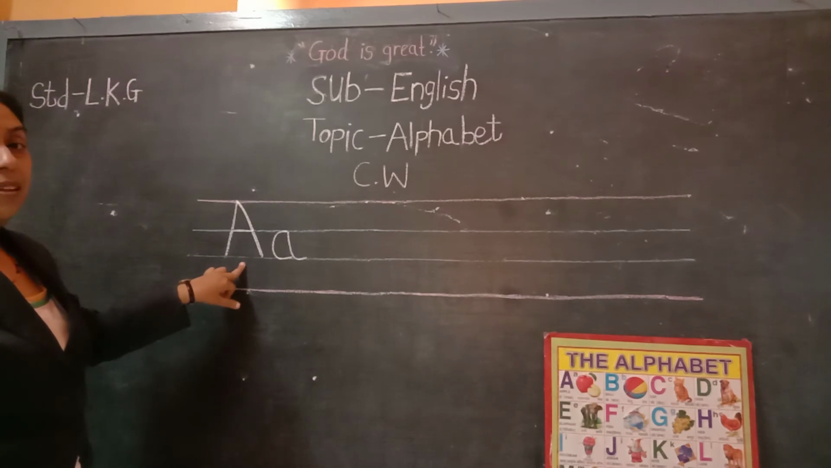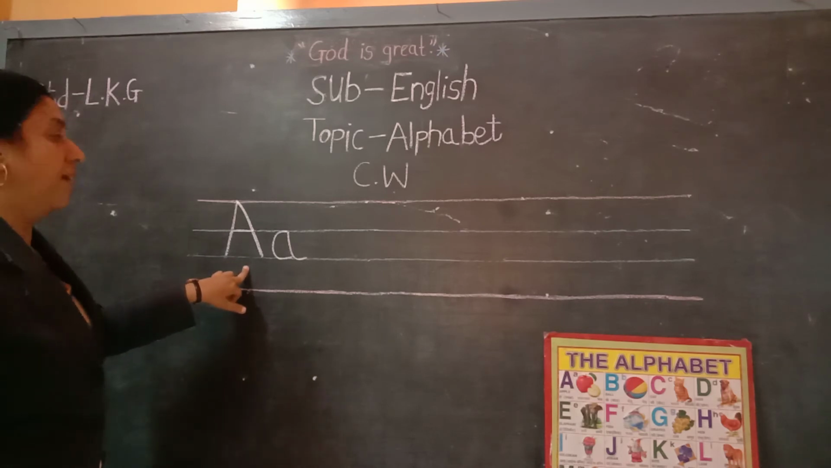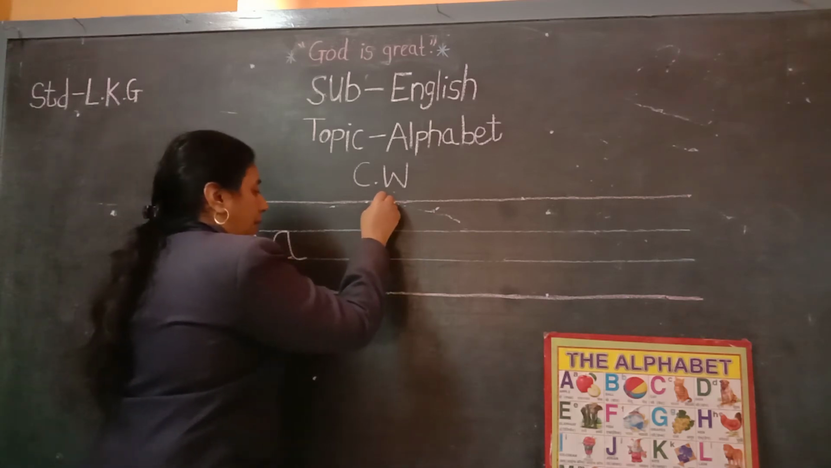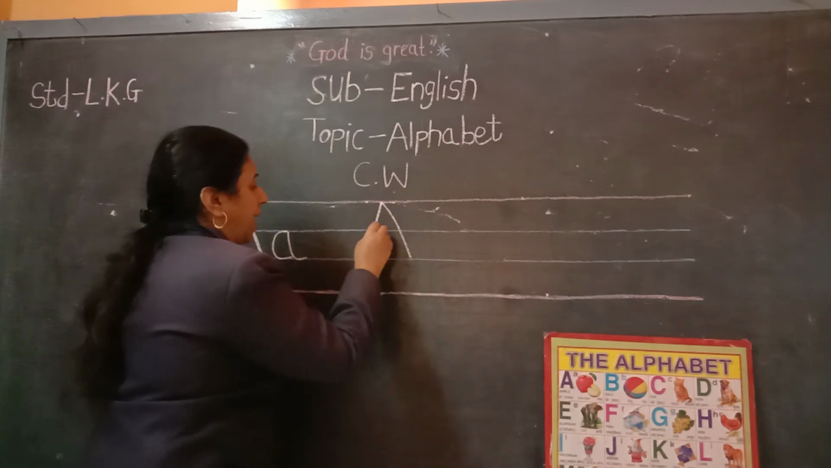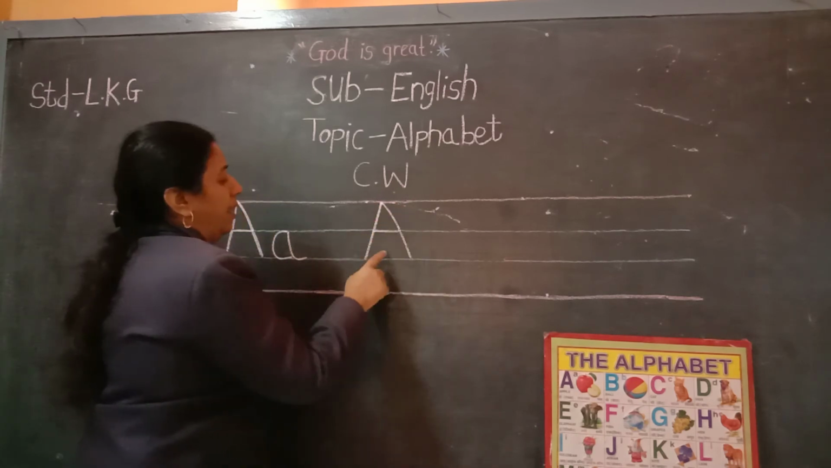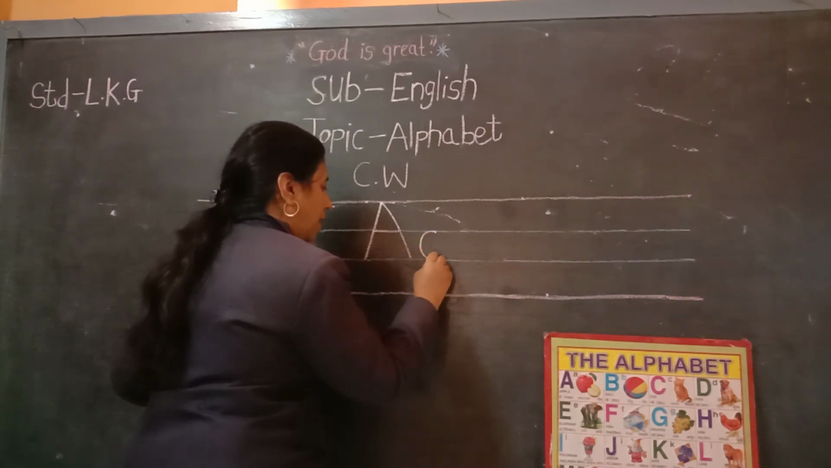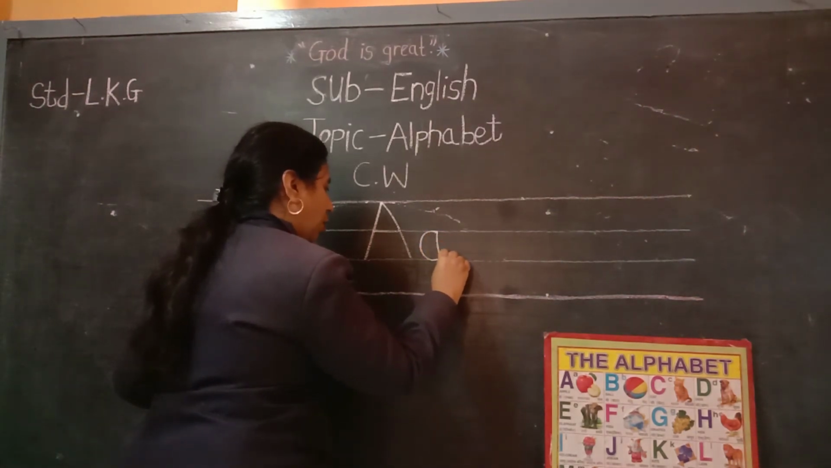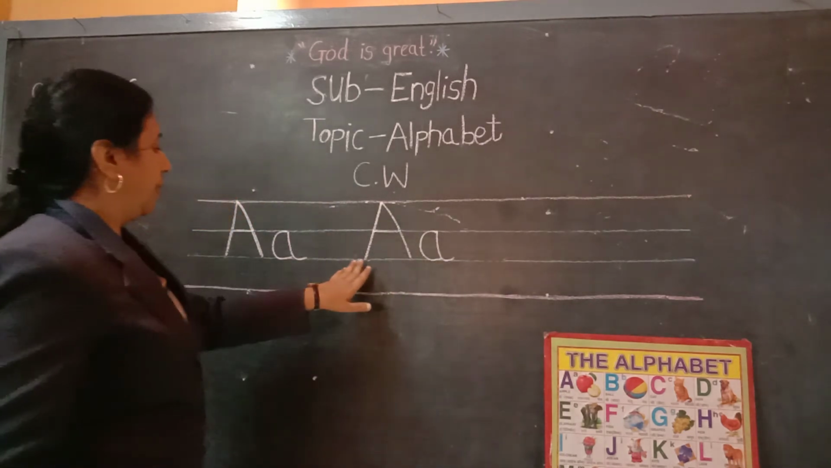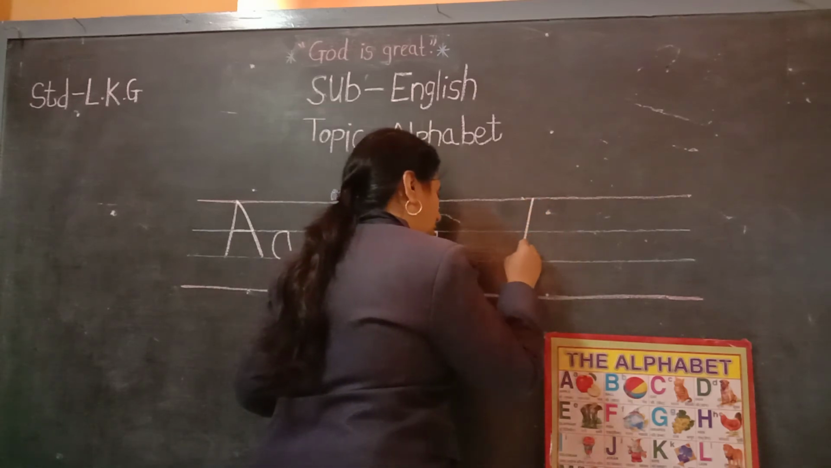Sounds. A sounds a. Apple. A sounds a. Look here again. Left slanting line, right slanting line and sleeping line. Capital A. And again from blue line, big curve and small curve. Okay. Capital A and small a.